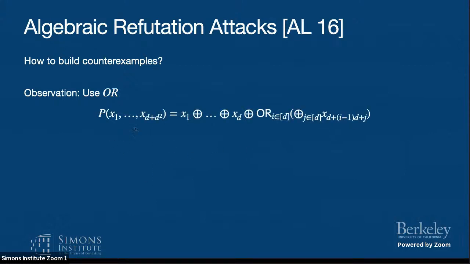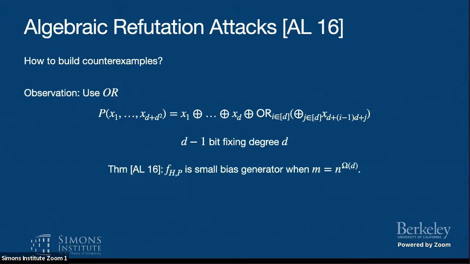Consider this predicate, which has about d plus d squared variables. Don't have to stare deeply at the predicate. I'm just going to explain it quickly. It has d things in the linear term, and then it ORs d things, where every thing is an OR of d things. It's not hard to verify that it has bit fixing degree d minus one, but actually it has rational degree two. So it's in fact broken in terms of algebraic attacks with n squared.